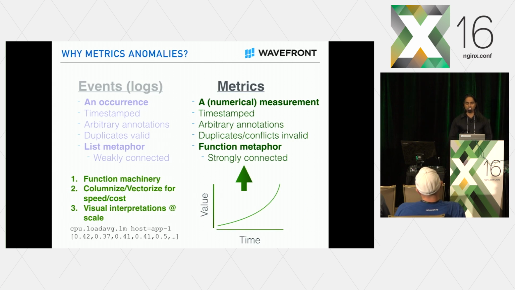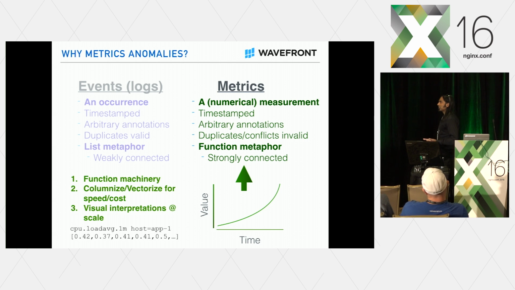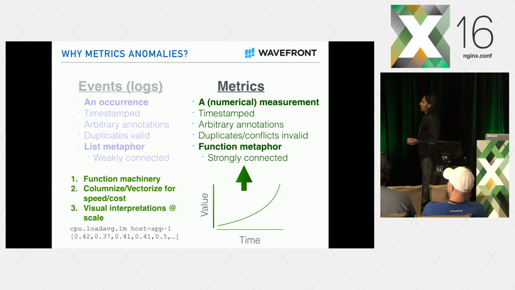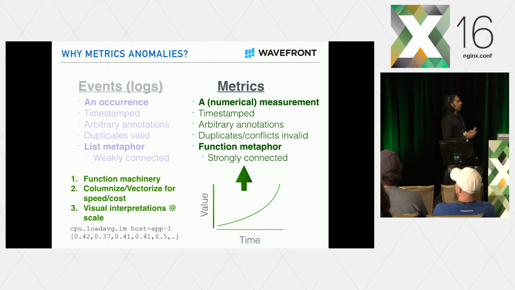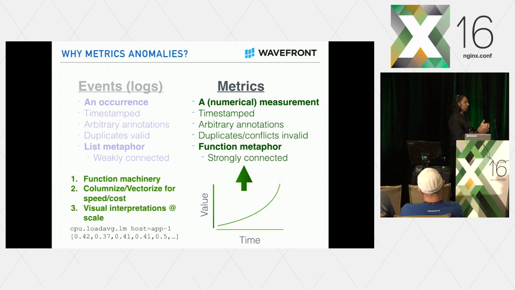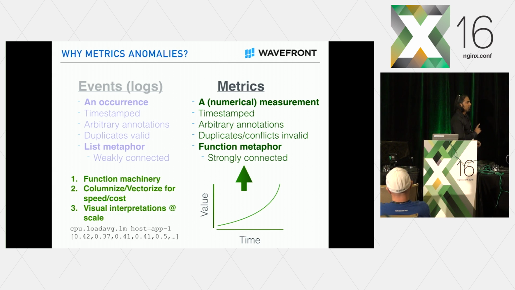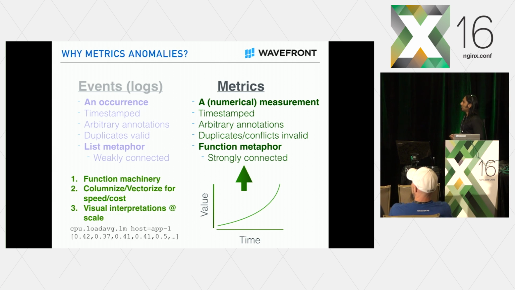Metrics are not occurrences. A metric is actually a measurement. They have timestamps, and they have annotations. So they kind of look like events, but they're not. In metrics, you're taking a measurement, and if you measure the same thing at the same time, you should get one value, which means you should not have duplicates. Duplicates are redundant.